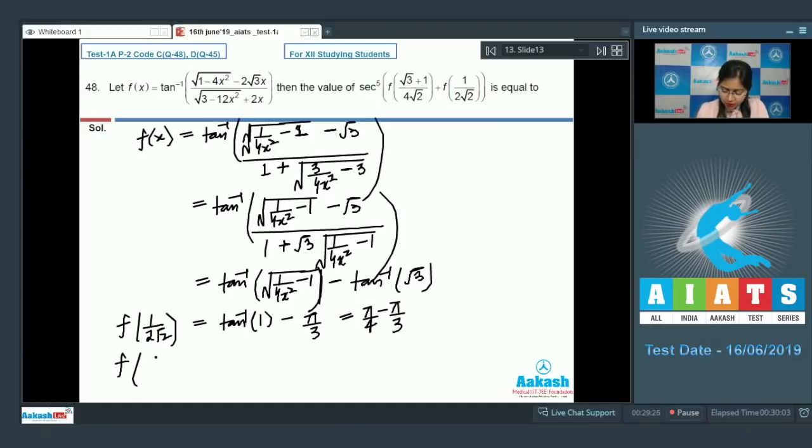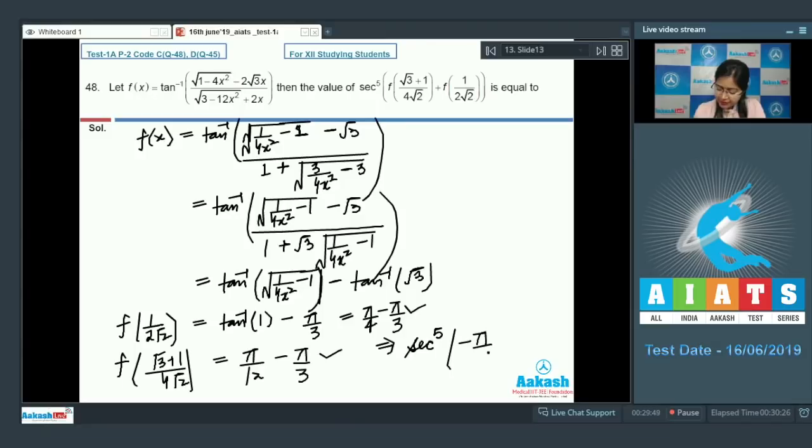Similarly, finding the value of f of (root 3 plus 1) divided by 4 root 2. So this will be equal to pi by 12 minus pi by 3. So we have both these values. So we can see that secant raised to the power 5, and adding these two, we will get minus pi by 3. So this will be equal to 32. So the answer of this question is 32.